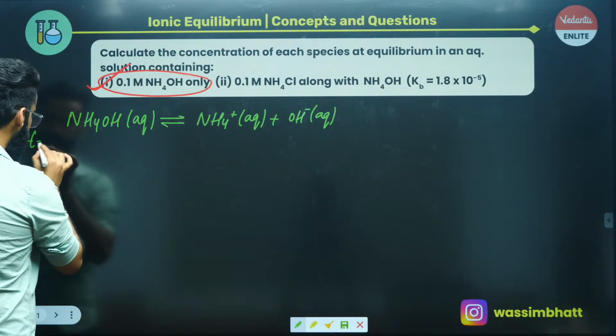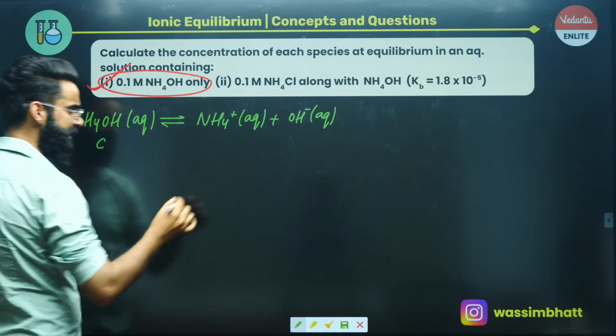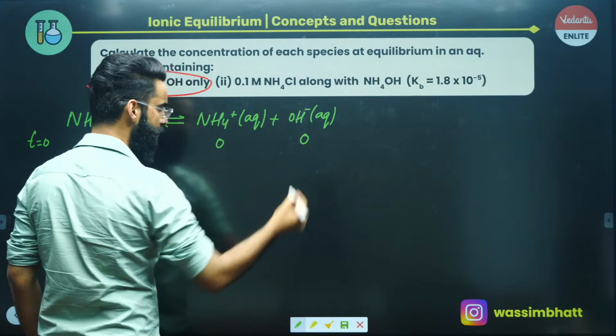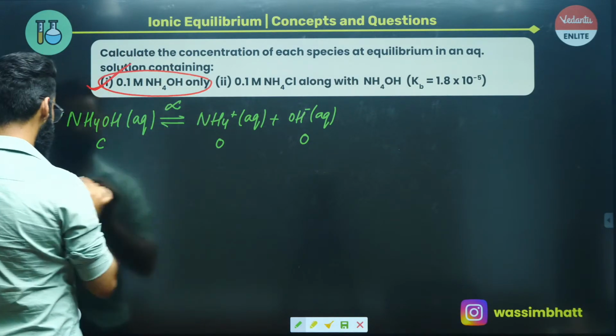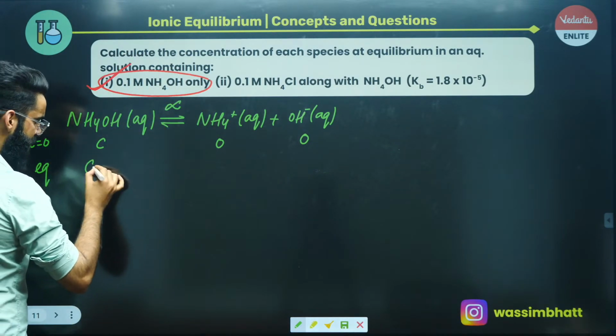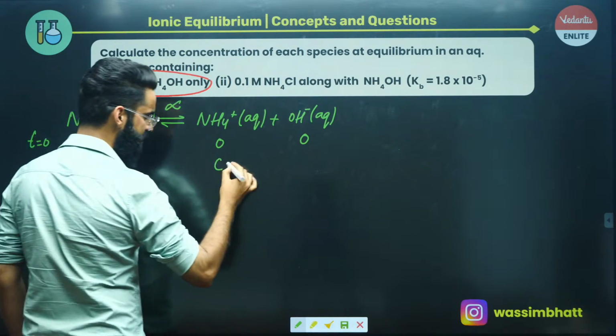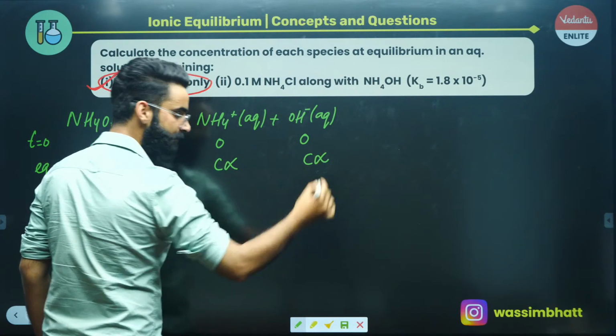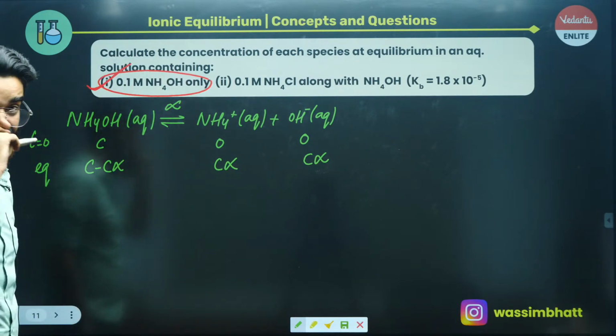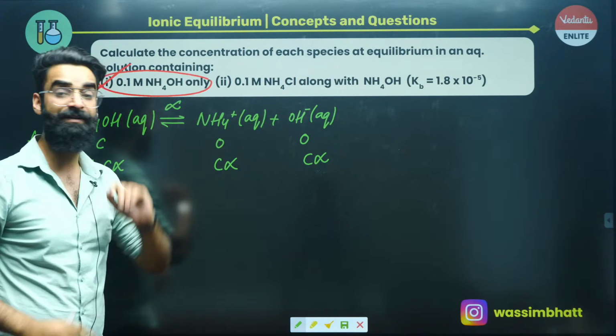Now at time t equal to 0, initially, let's say its concentration is C. These are 0, this one is 0. Let's assume the degree of ionization is alpha. So at equilibrium, I'll be left with C minus C alpha, and this is going to be C alpha, and this is going to be C alpha, right? So basically we have got a container in which NH4OH is in equilibrium with its ions.